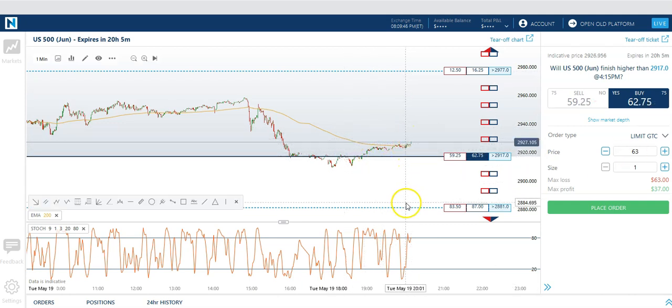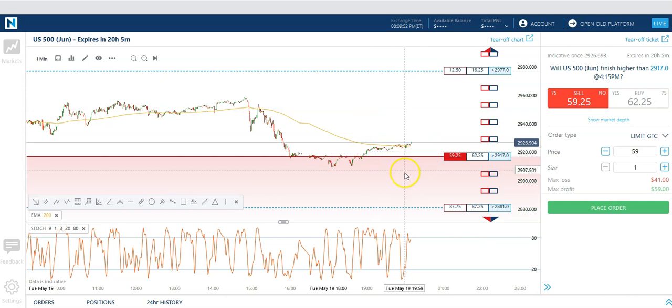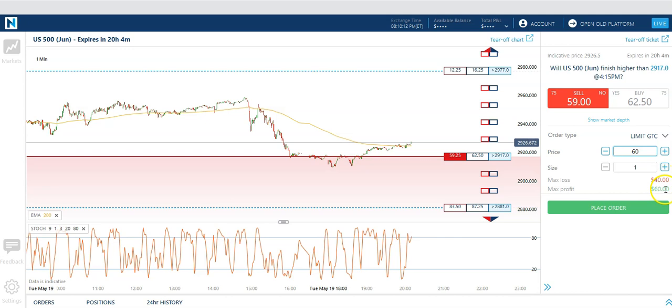Now, if I think we're going to fall down here, I can actually sell it. If I'm bearish, you look at that, when you click sell, it goes to the red. I actually think we're going to go lower, right? Well, I could sell this, and let's just move this to 60. I could sell for 60. My max loss would be 40, but as long as we close below at expiration, I would make $60.